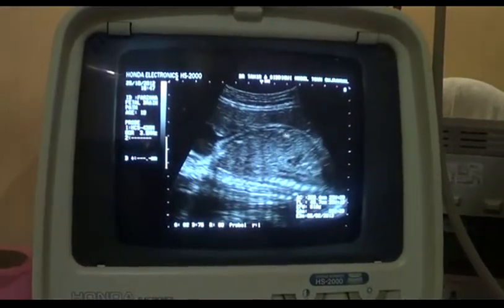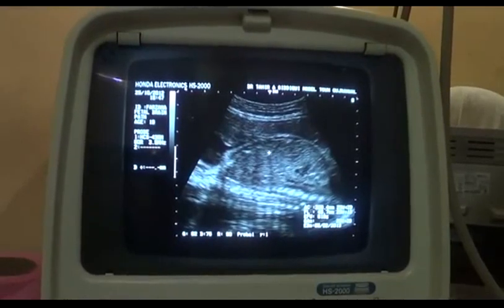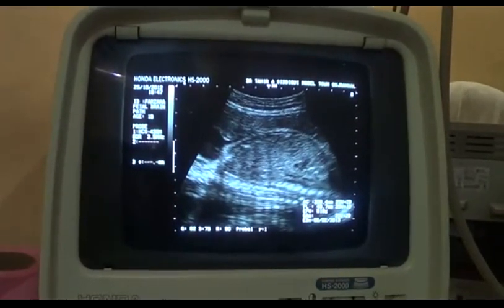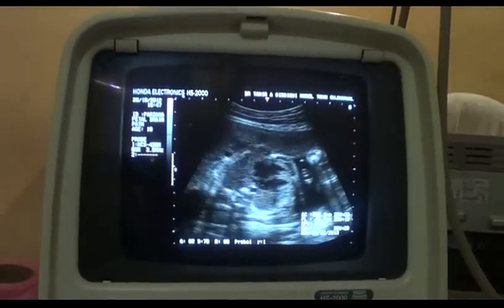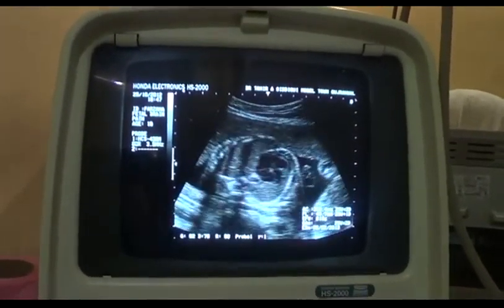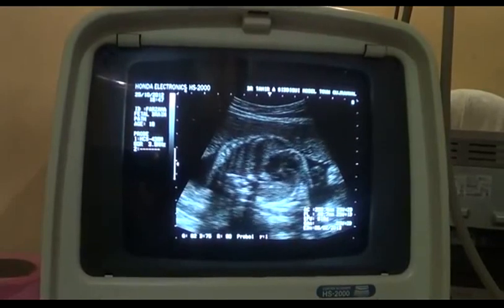Now this is the diaphragm, this is the liver, and this is the chest where you see the heart, and this is the posterior view of the heart.